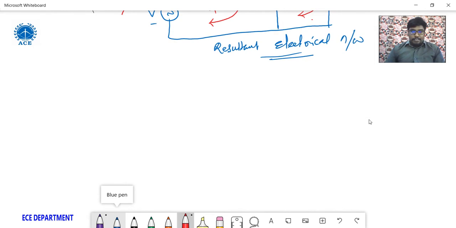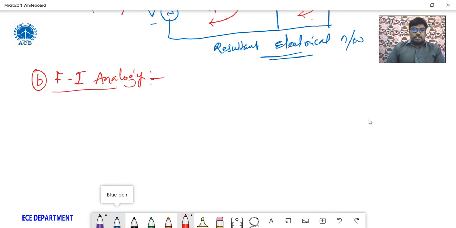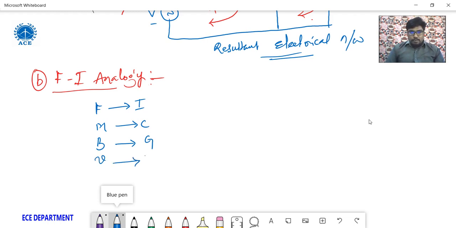FI analogy. That is nothing but force current analogy. Okay, so let us quickly see the conversion. What is that? Force becomes what in force current analogy? Current I. And mass becomes what? Capacitor, right? Dashpot becomes conductance G. And velocity becomes voltage V.